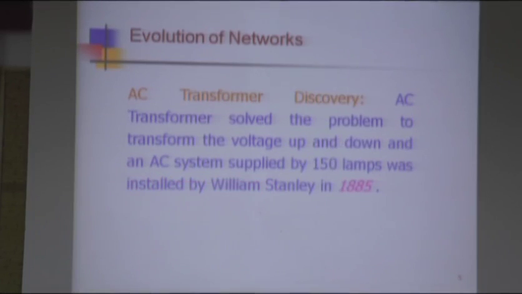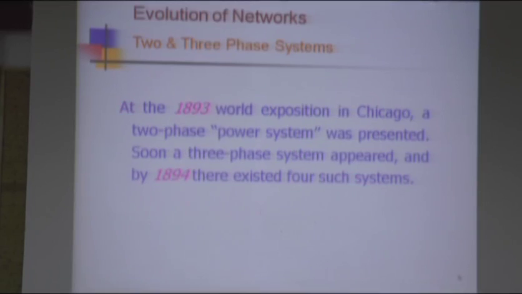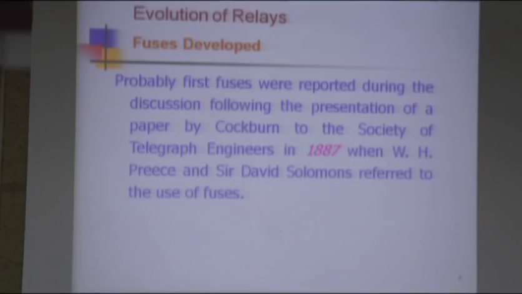The AC transformer came in 1885, in the first phase of development. Thereafter, AC lines came into existence. Then soon the two-phase and three-phase systems, and when the electricity got transformed, we got the means to transfer it satisfactorily. There was a problem of faults in the power system.